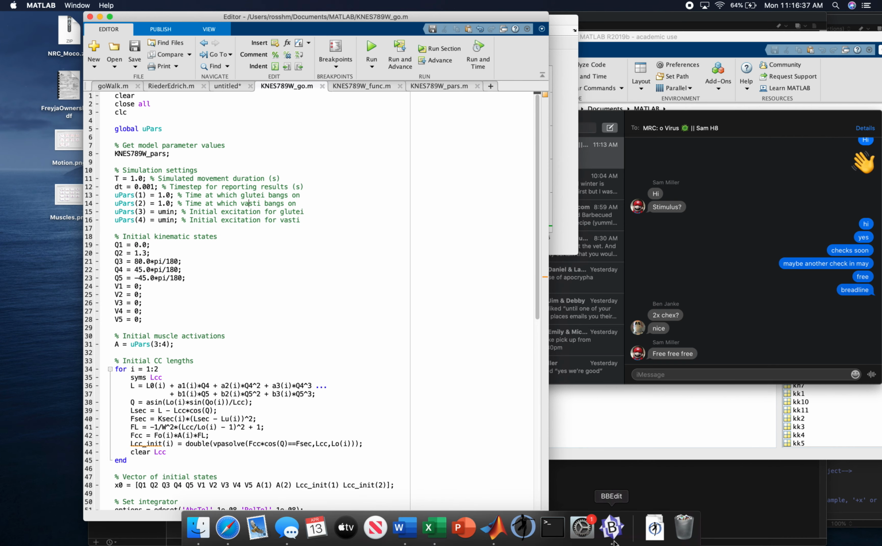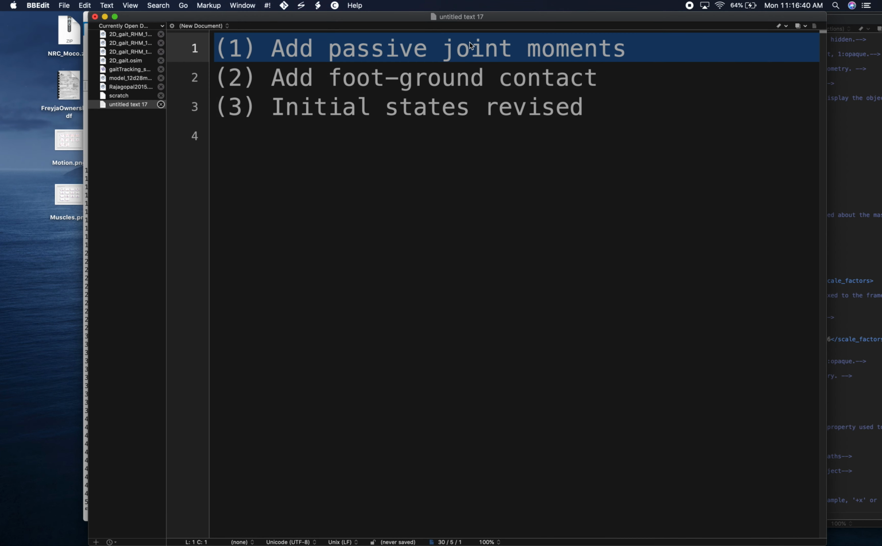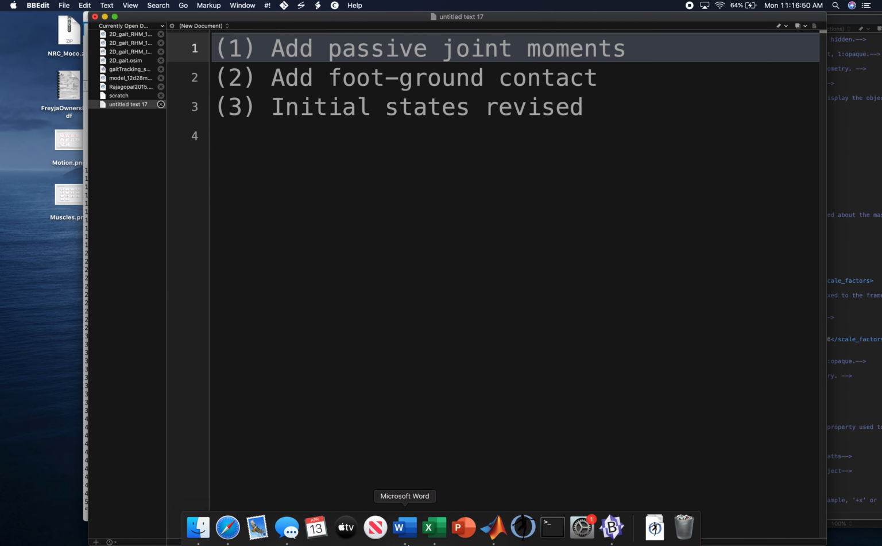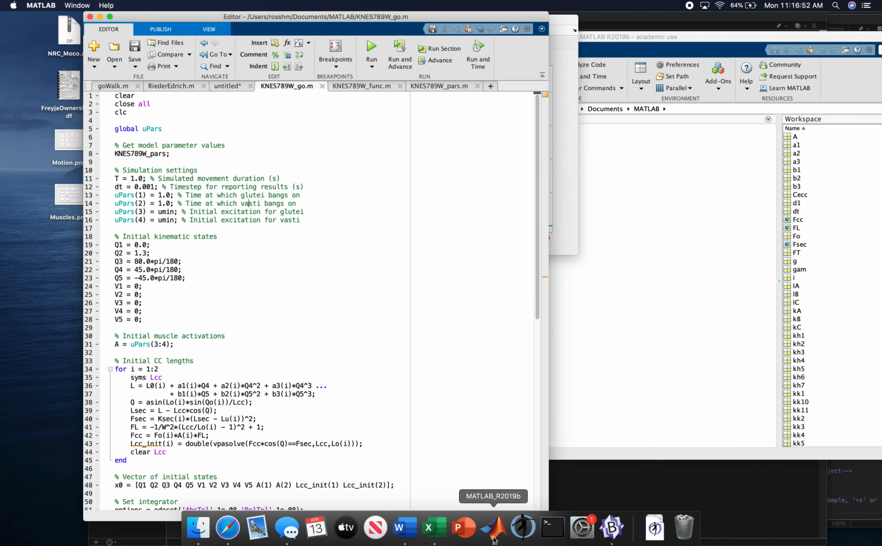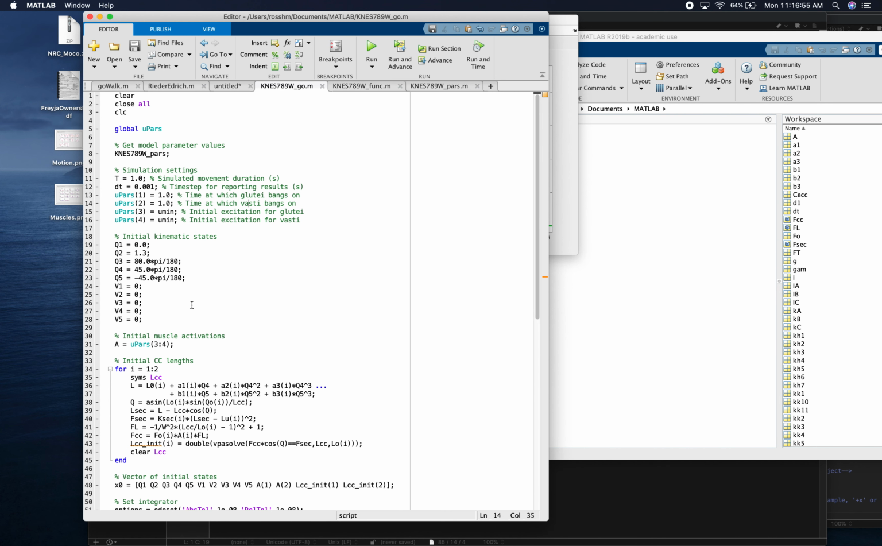Okay, in this video, we are going to add one of our two remaining pieces that we still need to add to our model here to have a more or less complete model of simulating vertical jumping. We're going to add passive joint moments to the model.